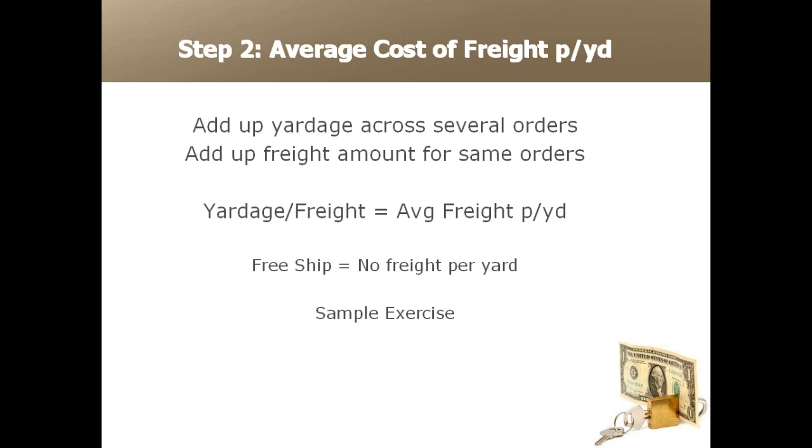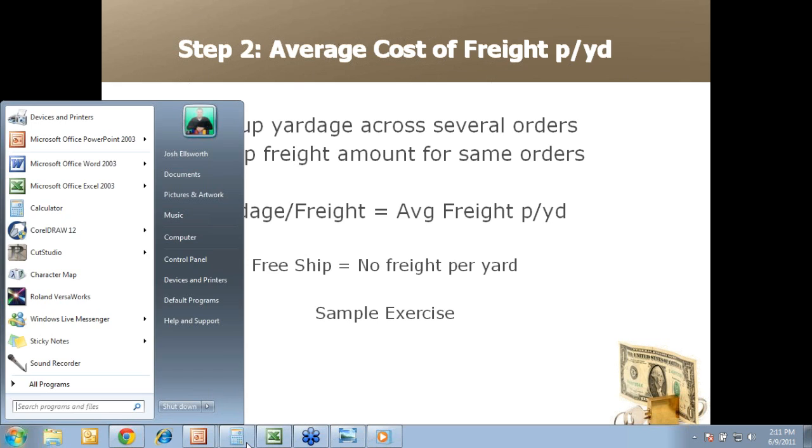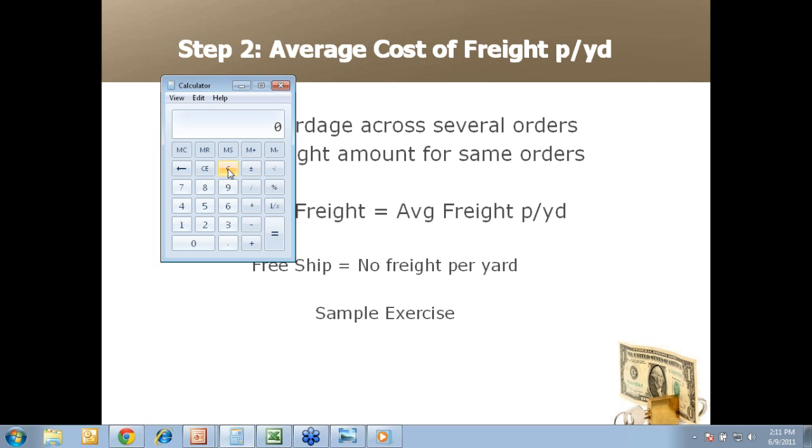So let's say your last order was 4 10-yard rolls. So we'd add up 40 yards, and then we'd add up the freight amount for that order. Let's say it was $10 to ship that 40 yards. When I go to do the math calculation, I'm going to take $10 divided by 40 yards, and I can see that I have an average cost of 25 cents per yard for freight. Now, of course, that's just one single order.